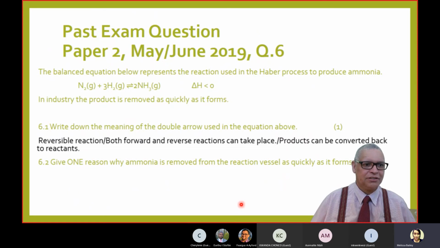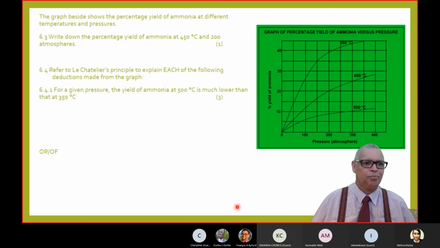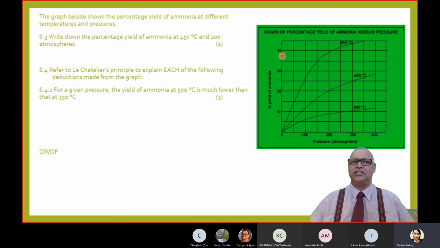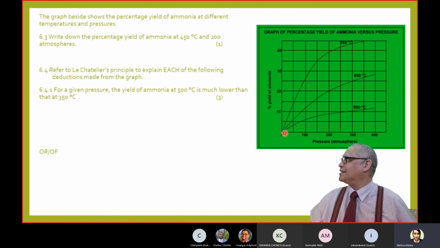There we go. Yeah, we come to this. There we go. Here we have our graph, right? With our questions. Our pressure is down here, and we have our percentage yield of ammonia on the y-axis.